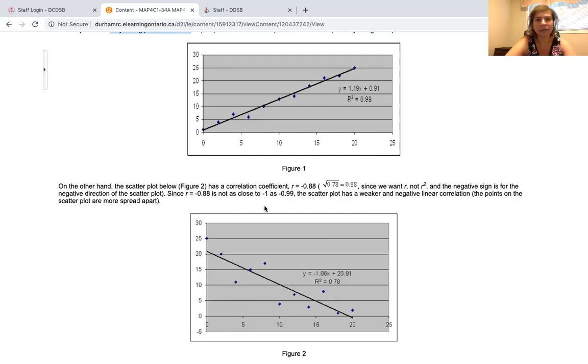And the negative 0.88 is not as close to negative 1 as the negative 0.99. So the scatter plot has a weaker, negative linear correlation. The points on the scatter plot are more spread apart, as you can see in this graph. The thing you have to be careful with is that if your line is going down, when you find the square root of the R squared, the answer has to be negative and not a positive one.